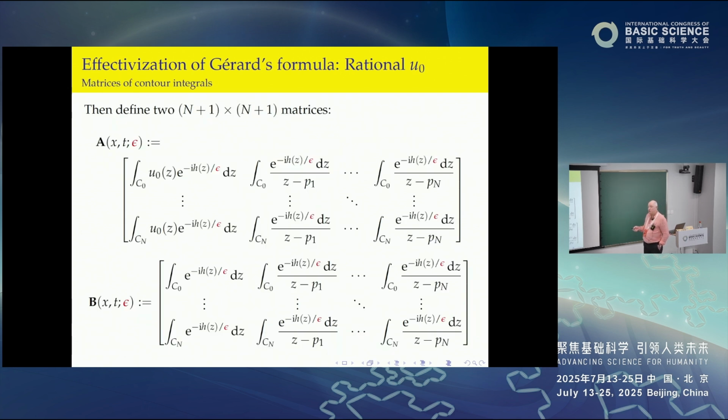And now we build two matrices of size n plus 1 by n plus 1, A and B. A and B are exactly the same except for the first column, okay? And in each case, the integration is the same in each row.